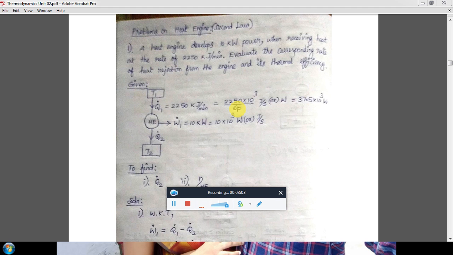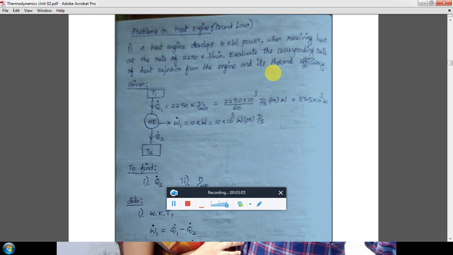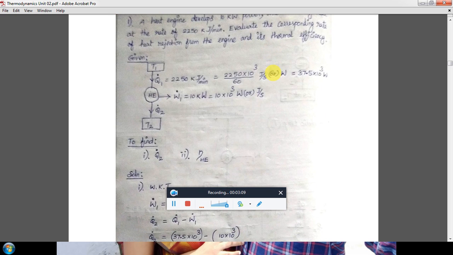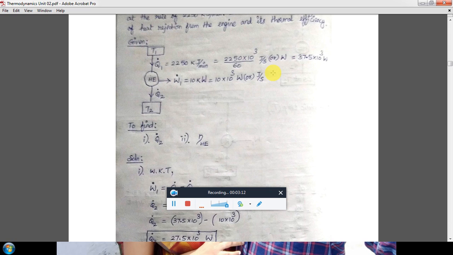Now, from this question we need to find the thermal efficiency and the amount of heat rejected from the engine. We already know the concept of the heat engine. The heat supplied to the heat engine is partly converted into work and partly rejected to the sink. If the total heat supplied is 37.5 into 10 power 3 and the work we are getting is 10 into 10 power 3, then the remaining term is our heat rejection.